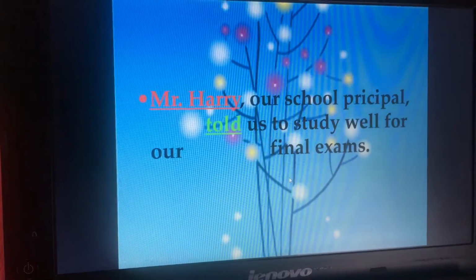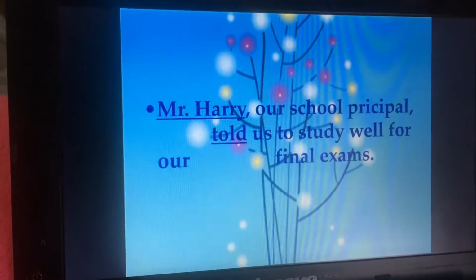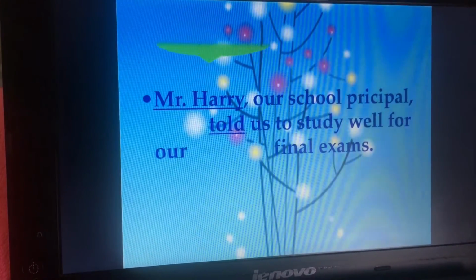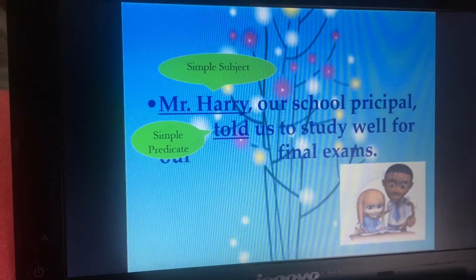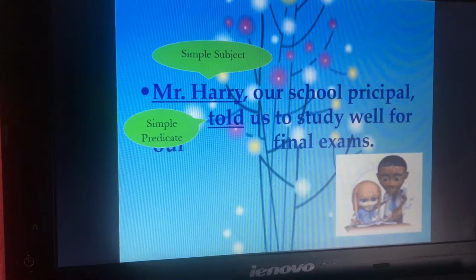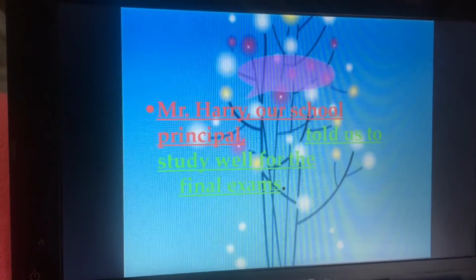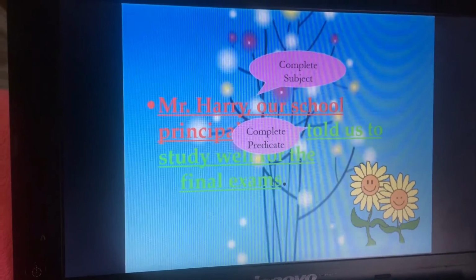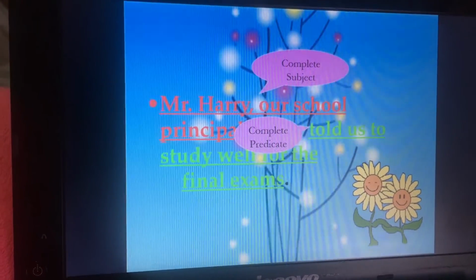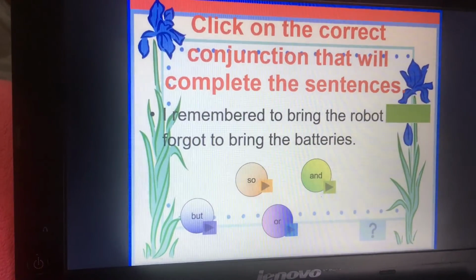Now, for example, Mr. Harry, our school principal, told us to study well for our final exams. As you can see, Mr. Harry is the simple subject and the simple predicate is told, which is the verb. Now, let's check out this example. Mr. Harry, our school principal, told us to study well for the exams. Now, because they are simple, they are also complete subjects.